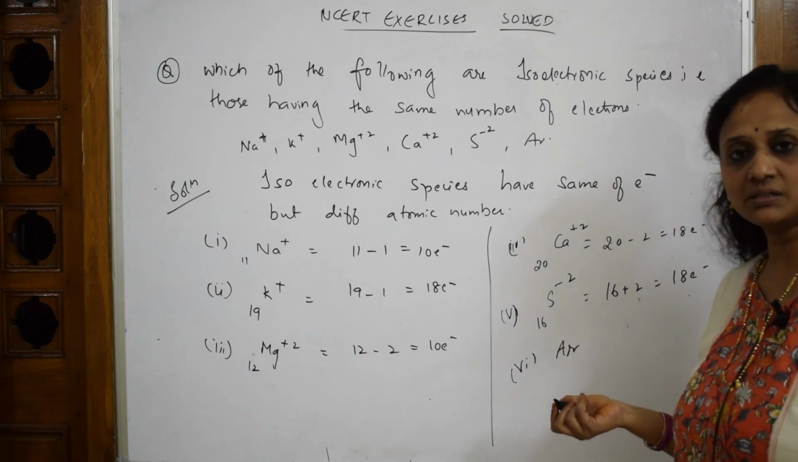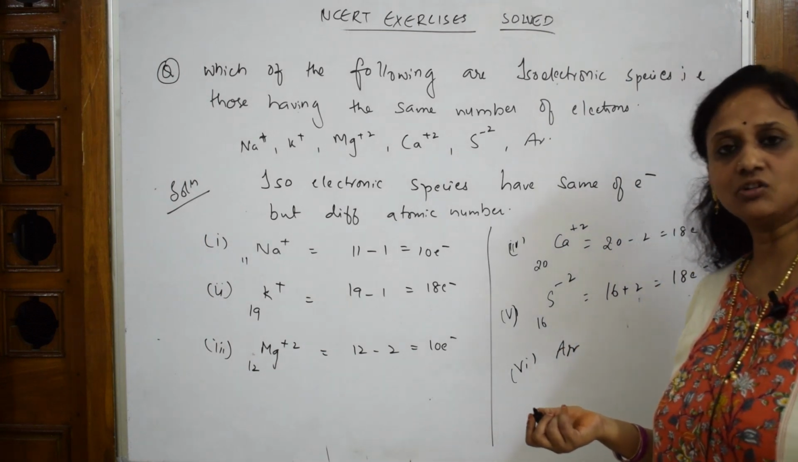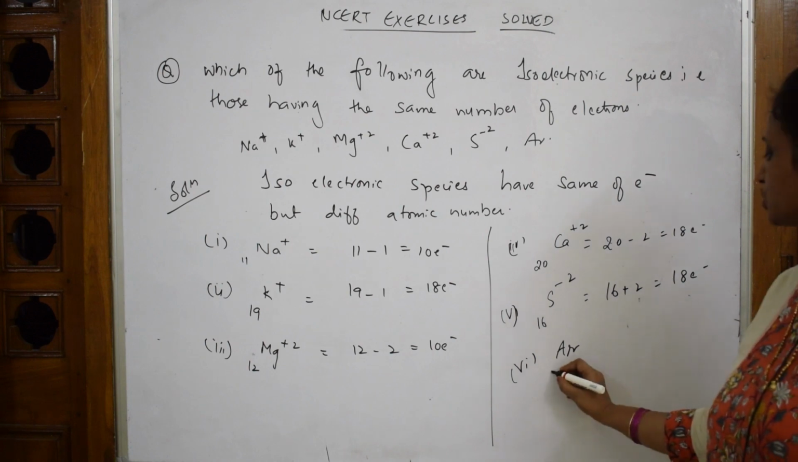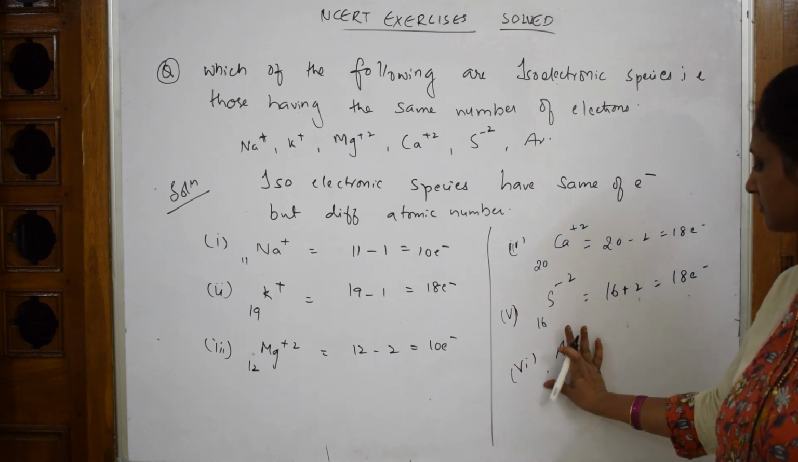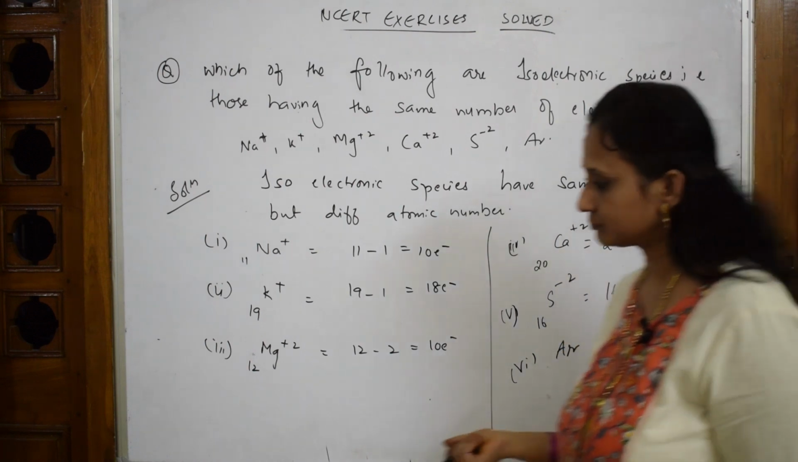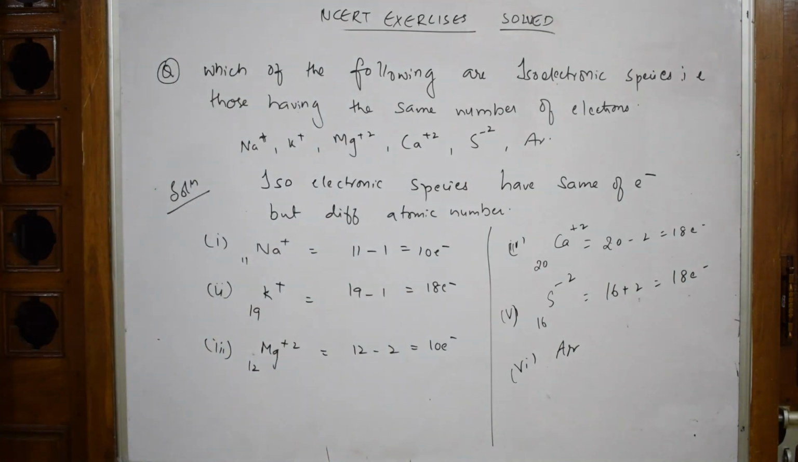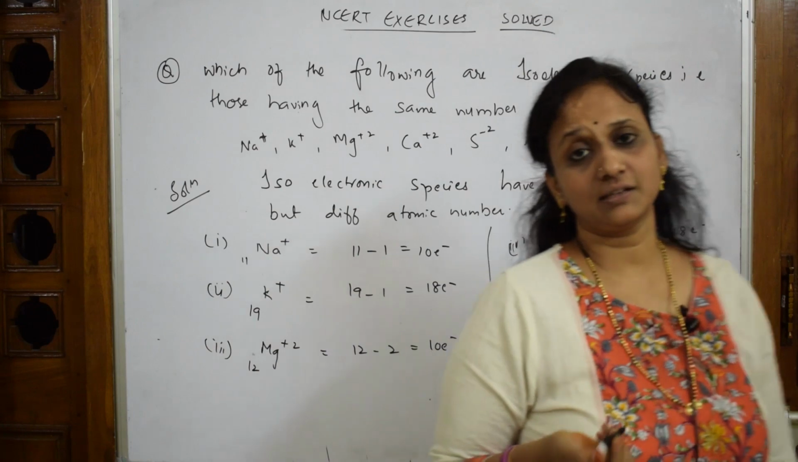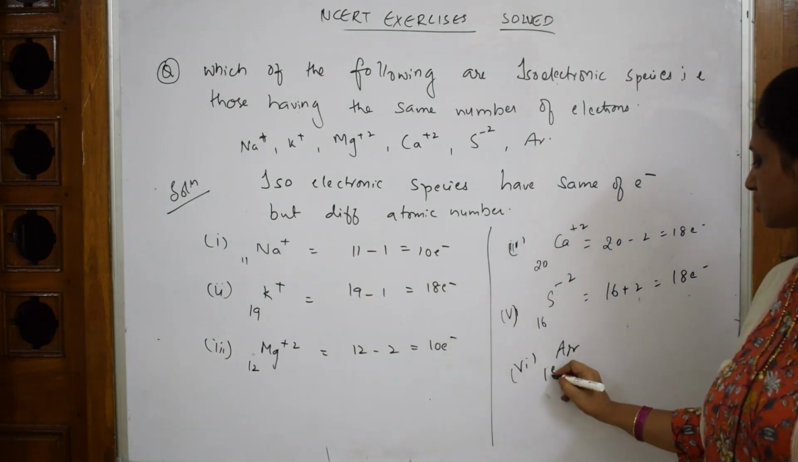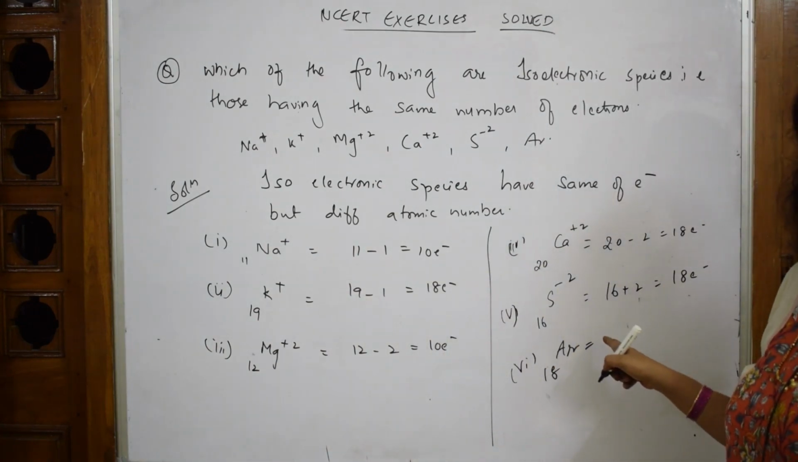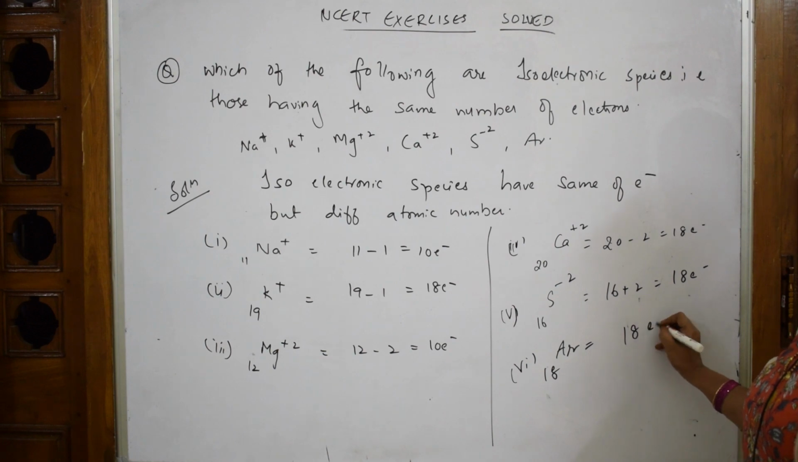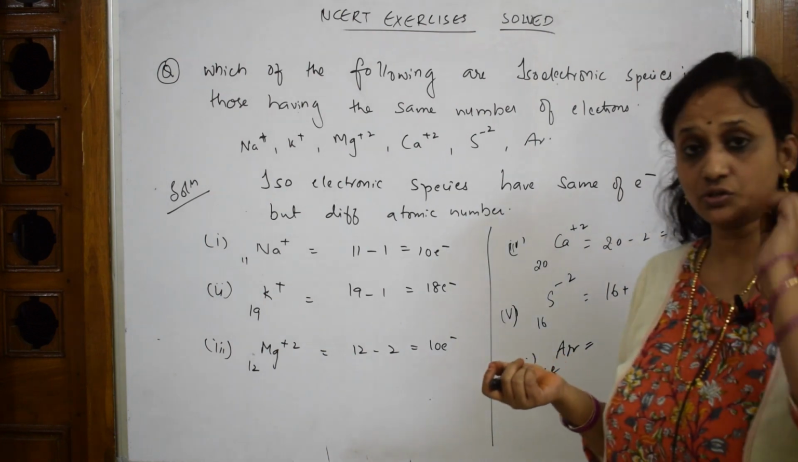Sixth case, argon. Helium, neon, argon, isn't it? So argon atomic number is 18. There is no charge. It is an inert gas element. So 18 electrons. Now they are asking us which are isoelectronic species.